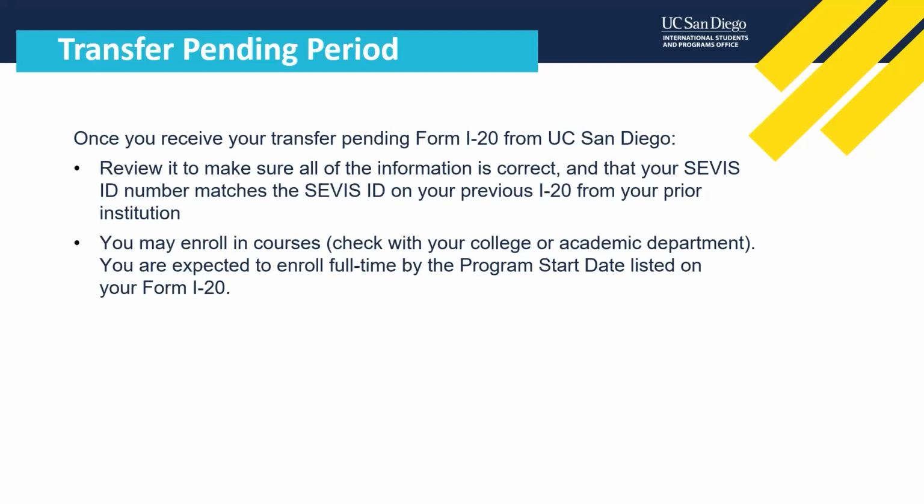You may also, at that time during the transfer pending period, enroll in courses. Certainly, you will want to work on getting enrolled in your fall courses once registration opens. You may also be eligible to enroll in summer classes if that's something you're interested in. Please check with your college or academic department about how, whether, and which courses you could choose. You are expected to enroll at full-time status by the program start date listed on your new Form I-20. At UC San Diego, full-time status is 12 units.